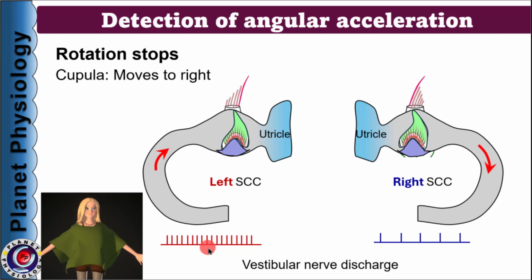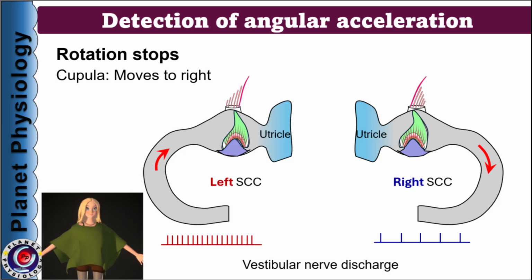I believe you understood why. If not, observe the direction of the movement of stereocilia with respect to kinocilium. Okay. The brain interprets this pattern of signals as rotation to the right has stopped.